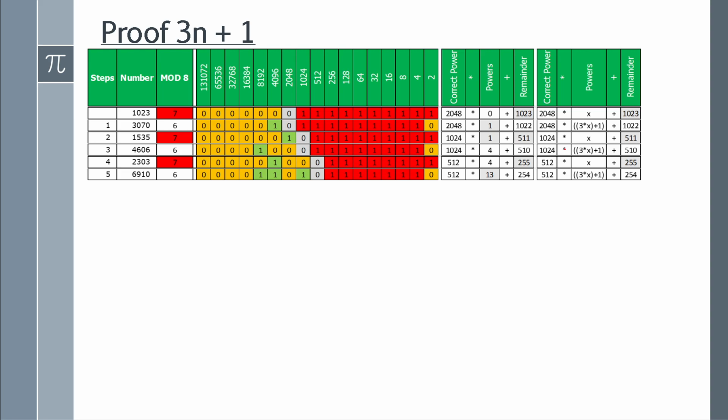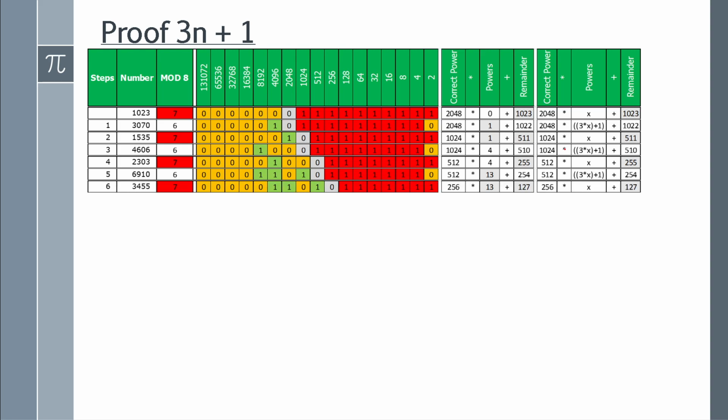Right, multiply by 3 and add 1. So we went from 4 to 13. So 3 times 4 is 12, plus 1 is 13. So then we divide by 2. All right, we divided 255 in half.